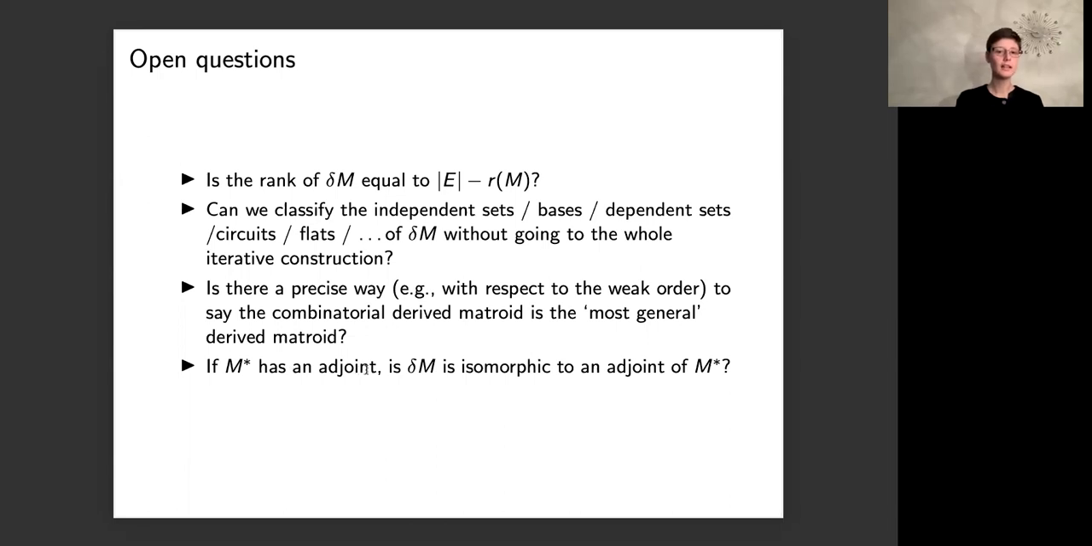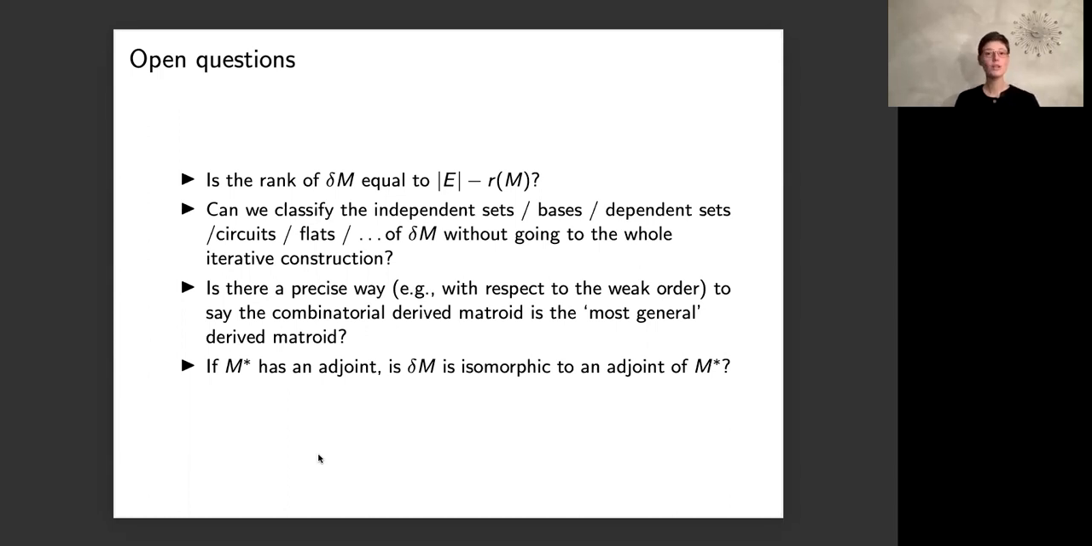And the final thing is, we would like that if our dual matroid has an adjoint, our combinatorial derived matroid is then isomorphic to one of these adjoints. Also, that we don't know. And for that, as I said before, we really need to have a better grip on the flats, because we can't really start saying anything about the lattice of flats if we don't have a clearer formulation of the flats or the rank or something close to that.